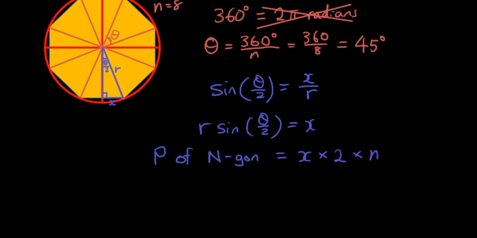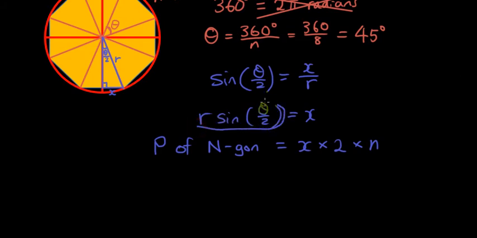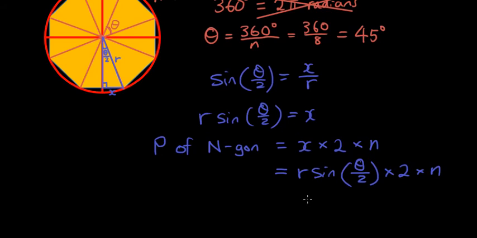Okay, so substituting the expression for x into this equation, I will get the perimeter of the n-gon is equal to r sine bracket theta over 2 times 2 times n. Now we just want to get rid of all the unknowns. So what is theta over 2? Where does theta over 2 come from?